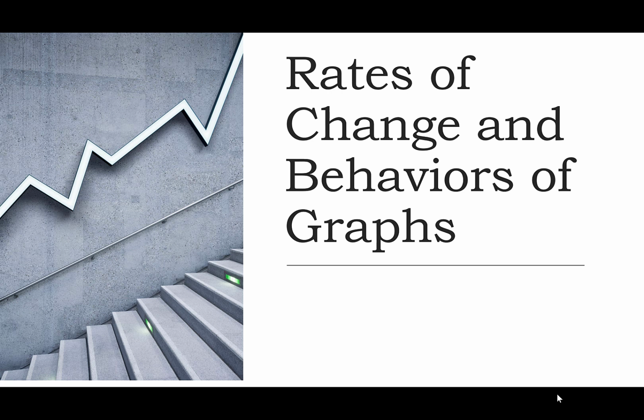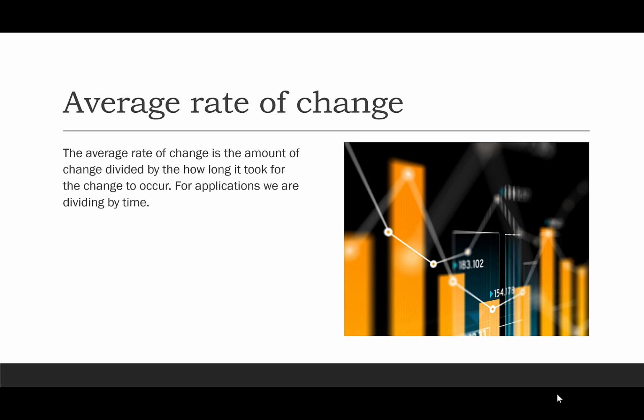Hi everybody, today we're going to talk about rates of change and behaviors of graphs. The average rate of change is the amount of change divided by how long it took for the change to occur. For applications, we're usually dividing by time.